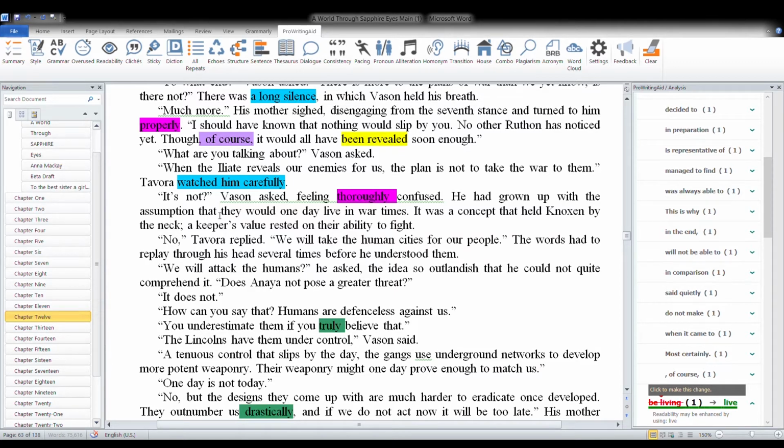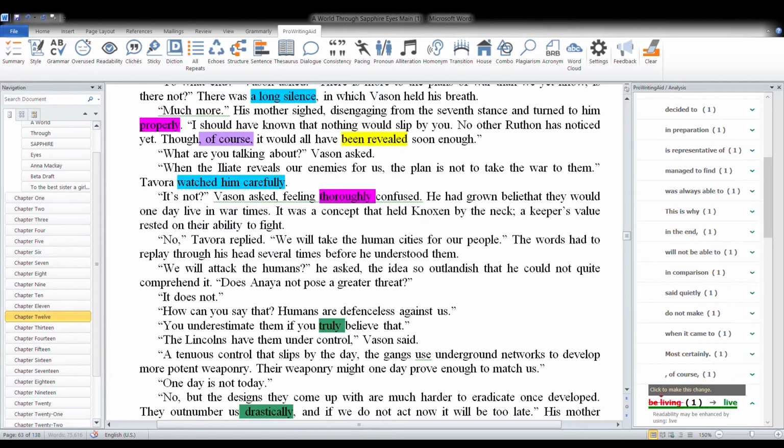So quick pause. I did notice the missing word up in that sentence, but that's why the last round of edits, which is to listen to your book all the way through in text to speech, is a really good way of finalizing everything. And there we go, believing. He had grown up believing that they'd one day live in war times.